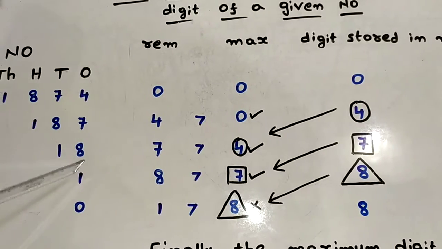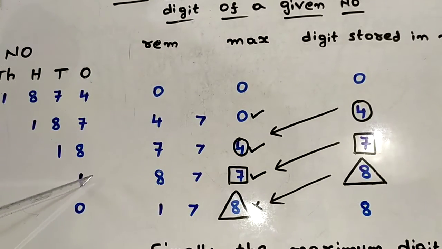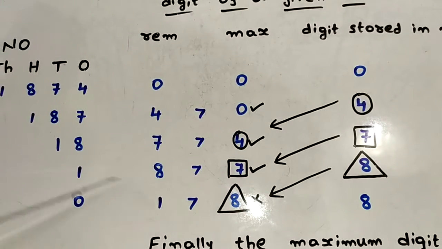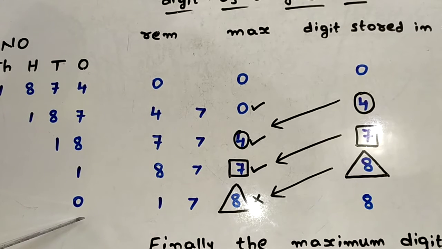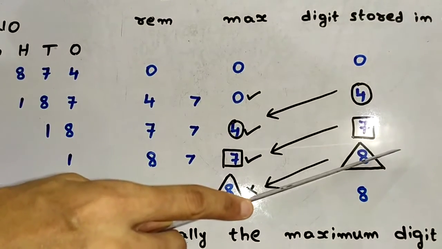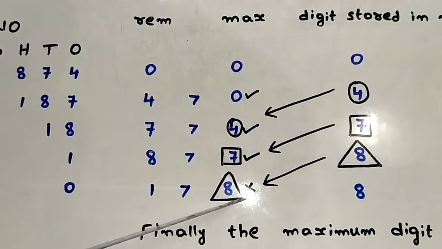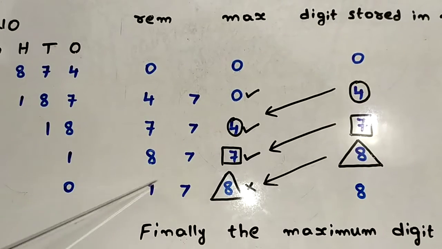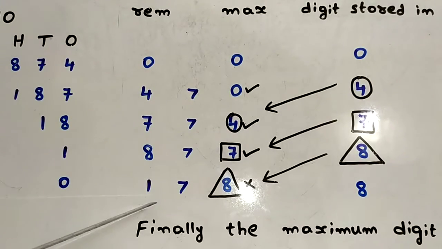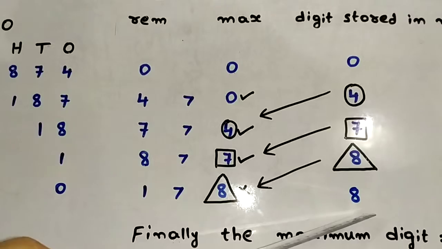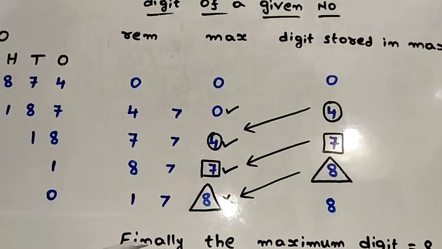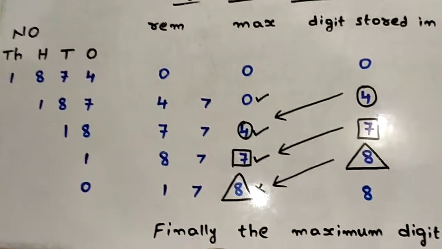Now the number became 1. The one's place consists of the 1. That 1 is also extracted here. Whenever the 1 is extracted, the number becomes 0. The 1 which is extracted from the original number is compared with the 8 which is present within the max. 1 greater than 8 is false. Because it is false, 1 is lesser, 8 is greater. So therefore 8 is going to be stored within the max variable. Finally, the maximum digit is equal to 8.